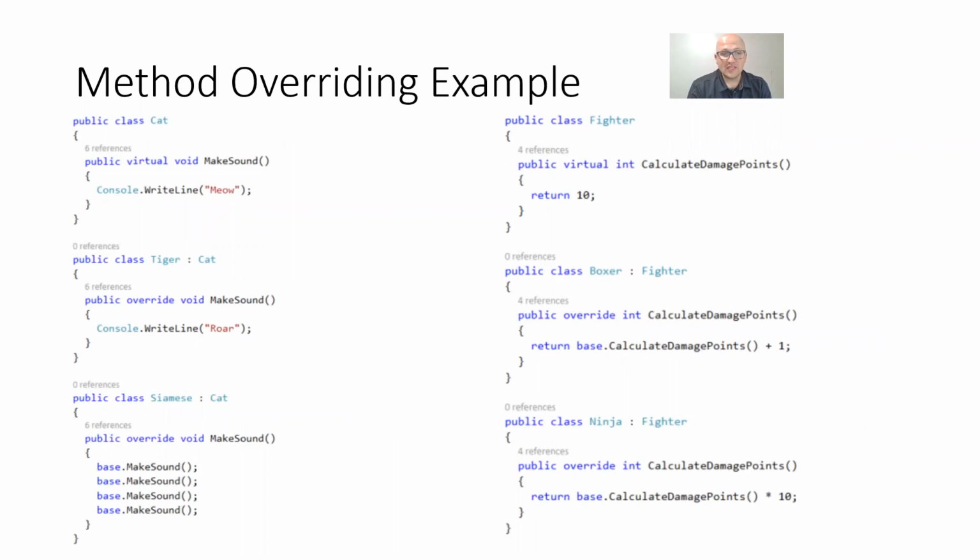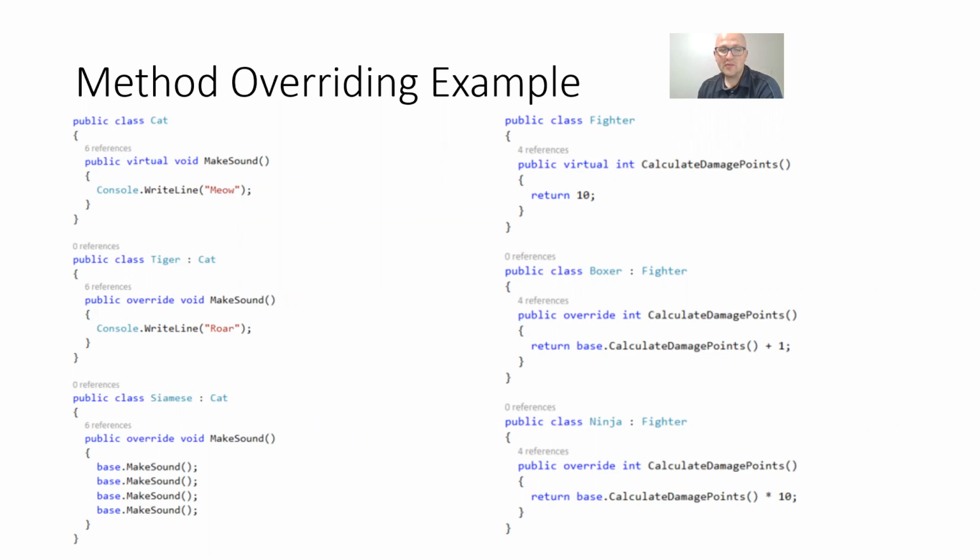And you can see here the example. We have a cat class, and then we have a tiger class and a Siamese class, okay? The tiger class and the Siamese class inherit from cat, so they get all of the behavior from cat, okay? A cat says, when it says make sound, it says meow. A tiger, when it makes sound, says roar, so it's different behavior. And a Siamese cat is very annoying, and it uses the base behavior or the parent behavior over and over and over and over again.